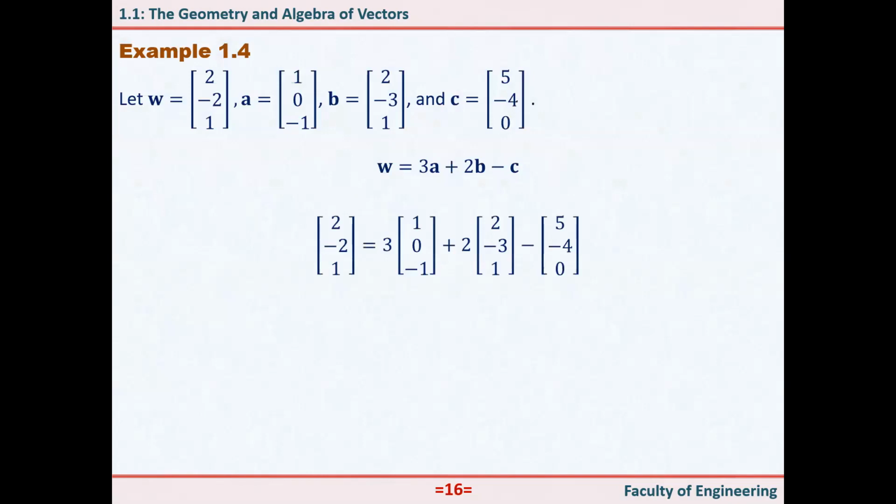Let's just see one example. Assume that we are given vector W, whose components are 2, -2, 1. Vector A, whose components are 1, 0, -1. B is 2, -3, 1. C is 5, -4, 0. As you see here, each has three components. That means that all these vectors are from three-dimensional space, right? Now, the question is, without looking, is W a linear combination of A, B, C? Or in general, is any of these vectors, W, A, B, or C, a linear combination of the remaining vectors? That's a big question.